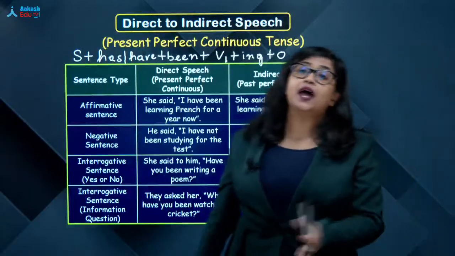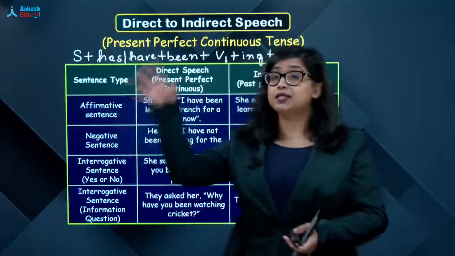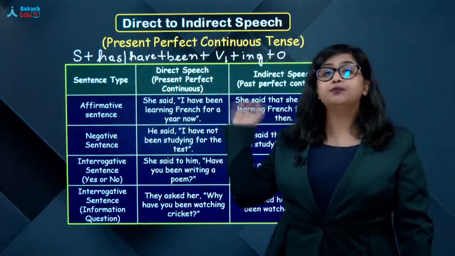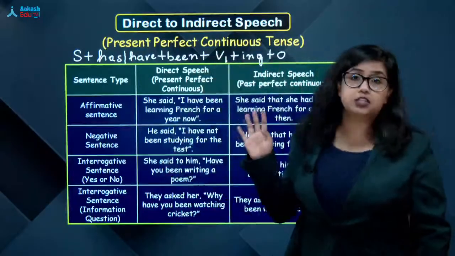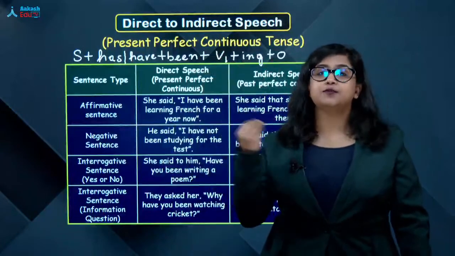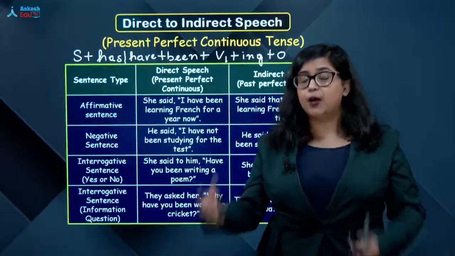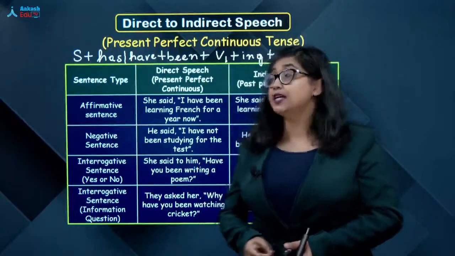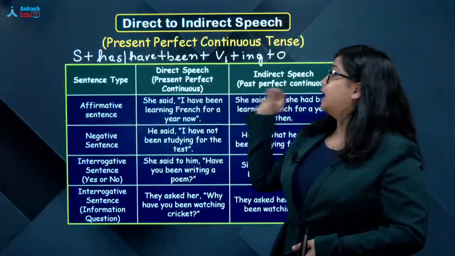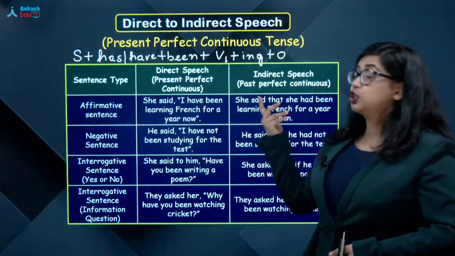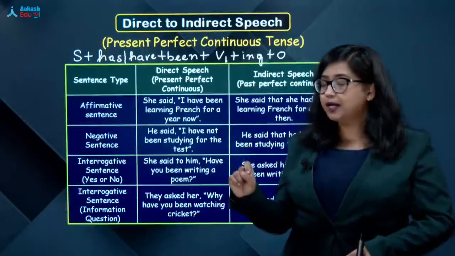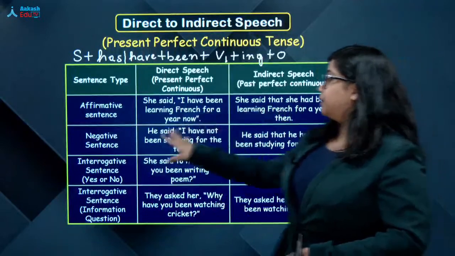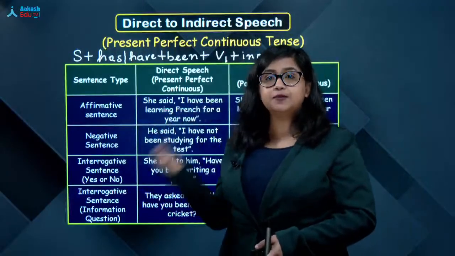So, now as usual, because this sentence is in present tense, present changes to past. So, present perfect continuous will change to past perfect continuous, which means that once again the only change that will take place is that has and have will basically change to had. So, here you can see, let us look at the different types of sentences.